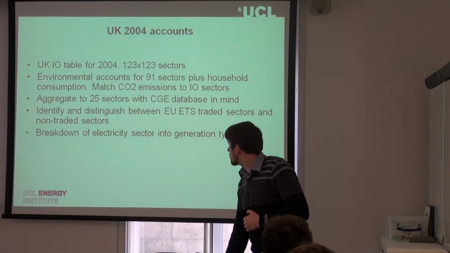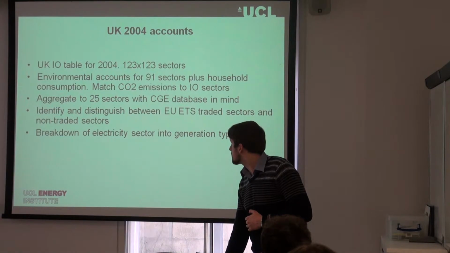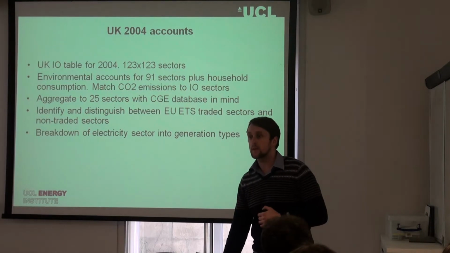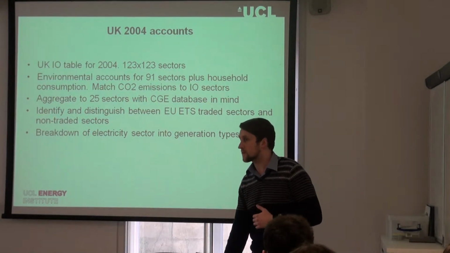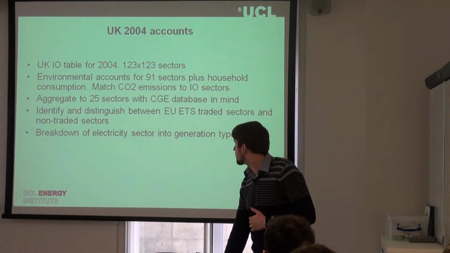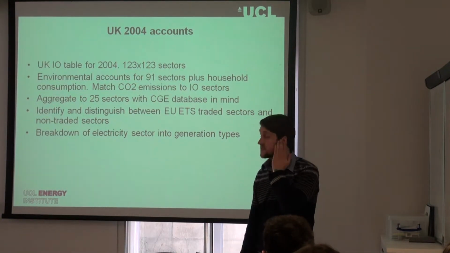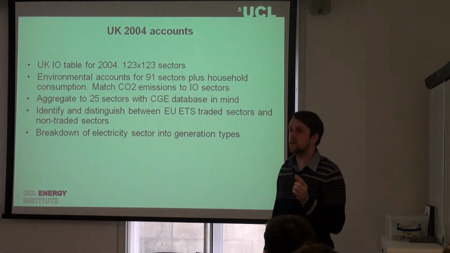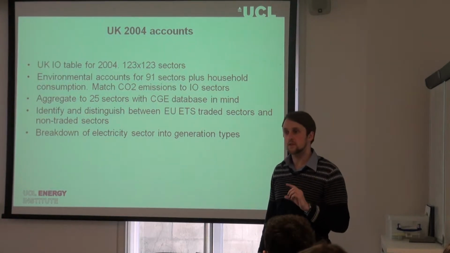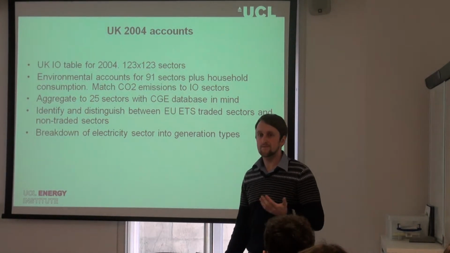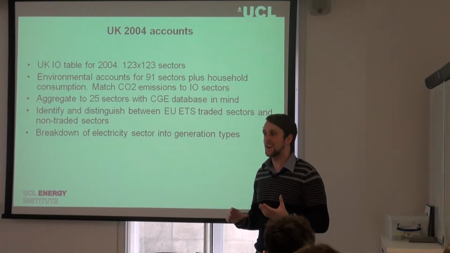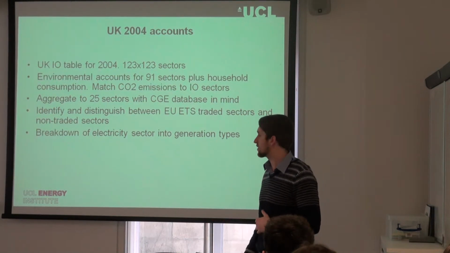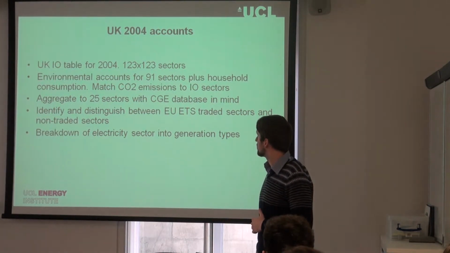So the table I used was a UK table for 2004, which was 123 by 123 sectors, which is the normal level of application. I then used environmental accounts from DEFRA, I think. I had to do a bit of matching between sectors, because there's a lot of different data out there, and a lot of it doesn't quite match up, so you have to do a bit of analysis there.